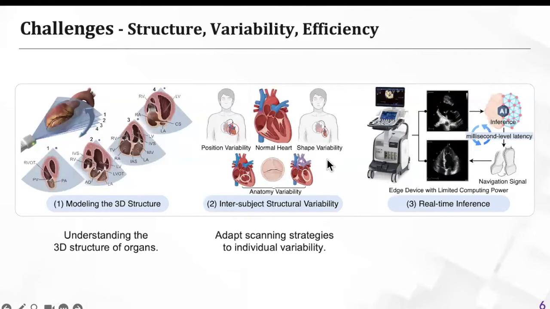Second, there is huge inter-subject variability in anatomy between different individuals, so the scanning model we build has to adapt to this kind of variability. And the third challenge is that ultrasound is conducted with limited computing power, but it also needs high-frequency interaction with the human body. So in ultrasound scanning, we have to build lightweight neural networks to support real-time perception and decision making.